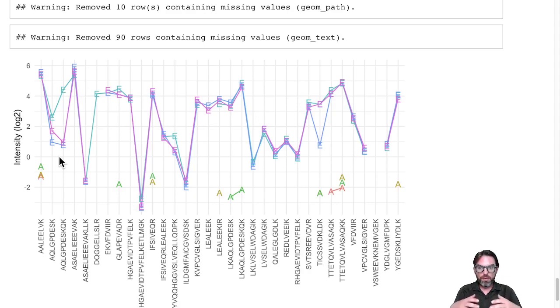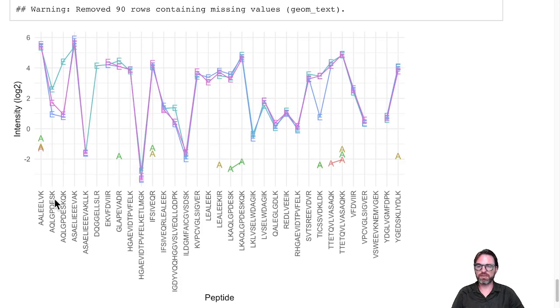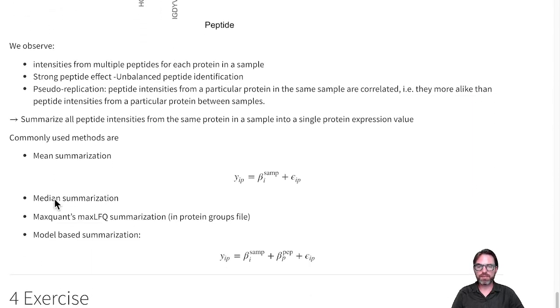In order to accommodate for that, we can come up with more complex summarization methods. We, for instance, could use a linear model where we will try to estimate a sample mean while correcting for the different peptide characteristics. If we do that, we will correct for the fact that we only find the high peptides in A and that we do not find peptides that fly difficult through the mass spec in this low spike-in concentration.